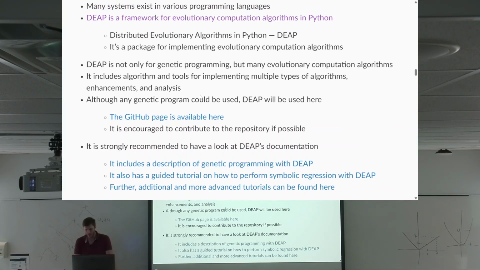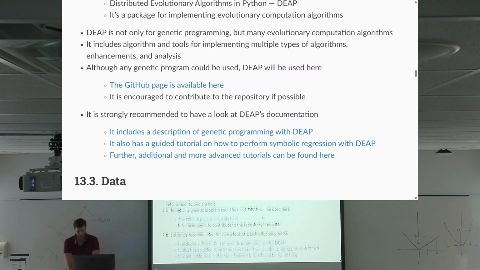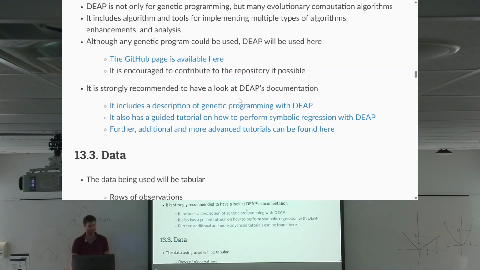Okay, DEAP is not only for GP. It's for everything. Although any genetic program could be used. I really should say any GP system could be used. DEAP will be used here. The GitHub page is actually here. You go to the DEAP GitHub repo. I've contributed to it. And it's encouraged to contribute to the repository if you can. It's strongly recommended to have a look at DEAP's documentation like I talked about. Like the advanced tutorials, some guided tutorials in getting set up, and symbolic regression. It gives a good description of GP in general.